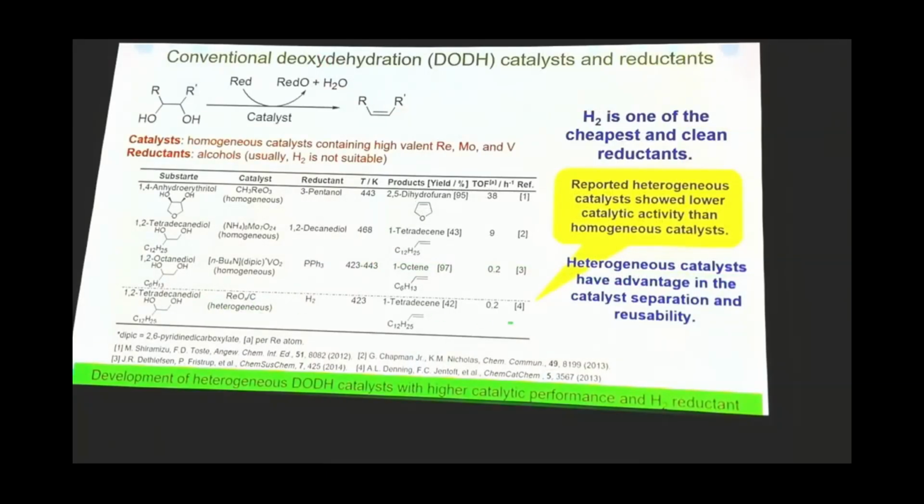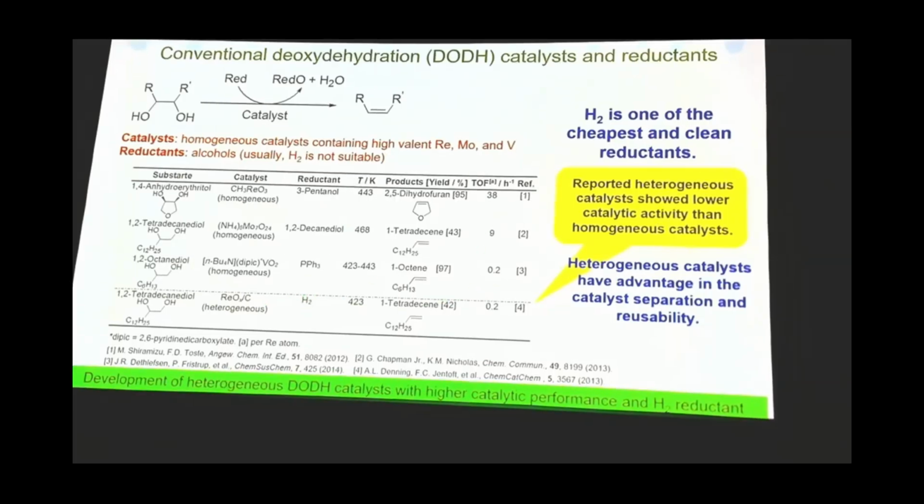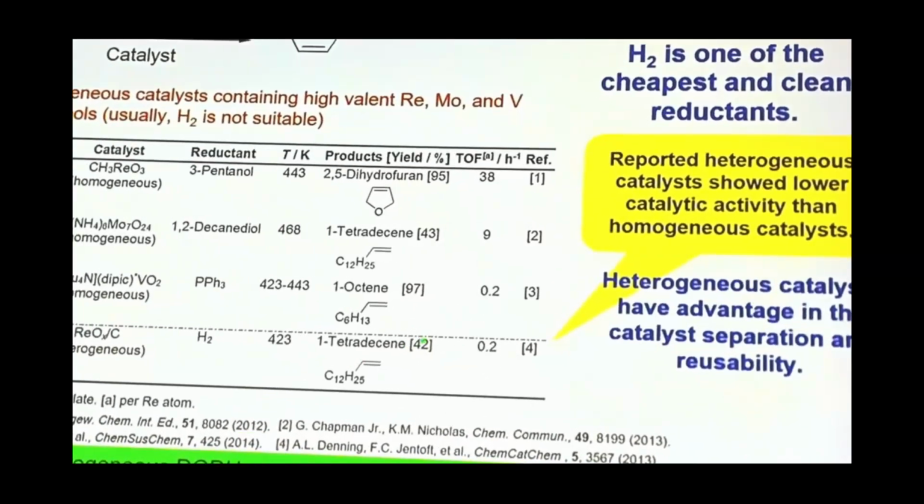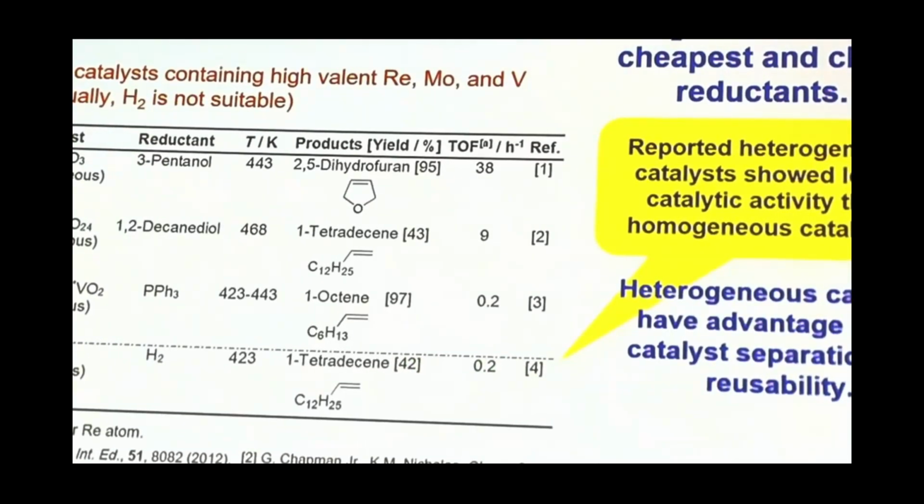And this is a pioneering work on the development of a heterogeneous catalyst. Rhenium species supported on carbon materials, and the reductant is hydrogen. But the disadvantage is that the activity is not so high.